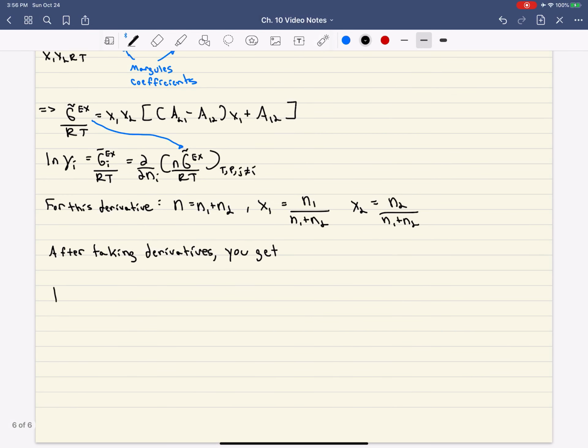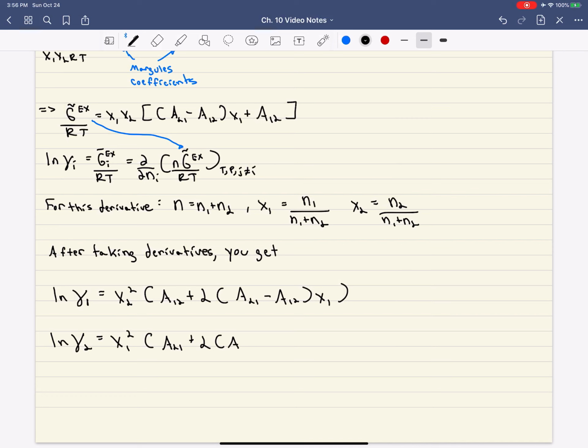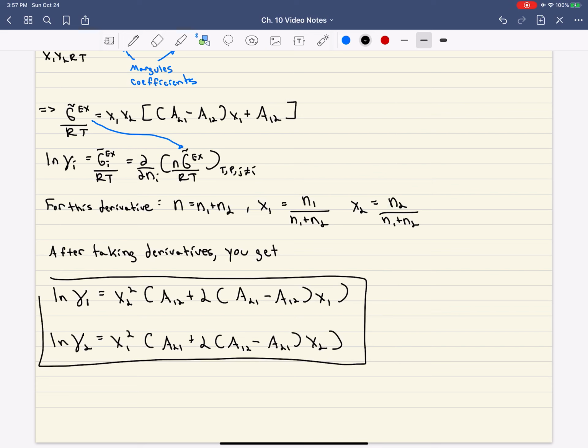Where ln of gamma 1 is equal to x2 squared times [a12 plus 2(a21 minus a12) x1], and then ln of gamma 2 is equal to x1 squared times [a21 plus 2(a12 minus a21) x2]. And this set of equations for the different activity coefficients, these are known as the Margules equations.